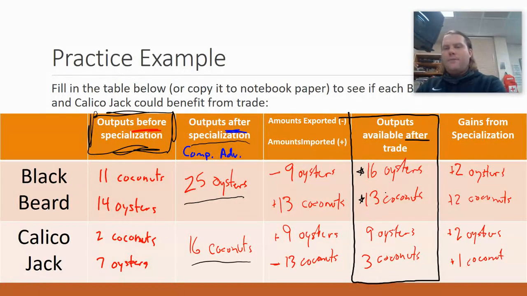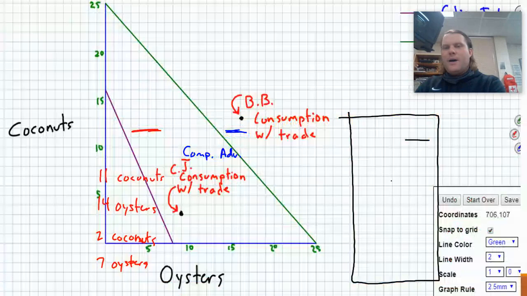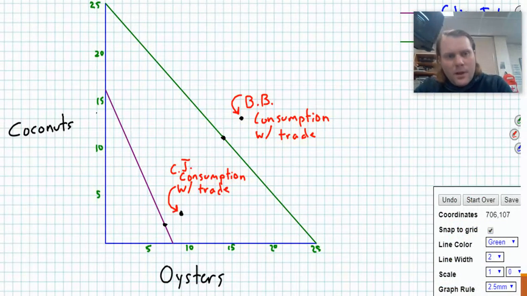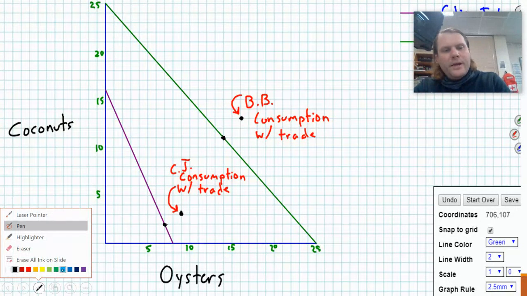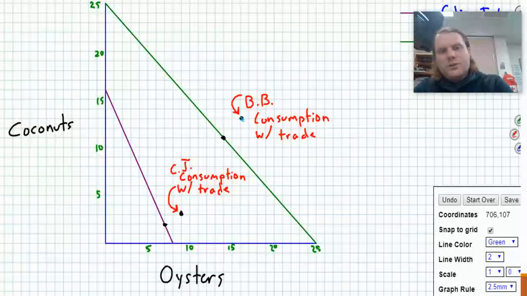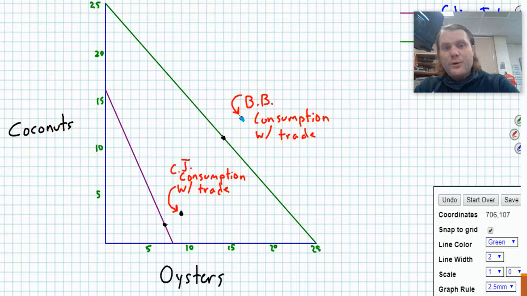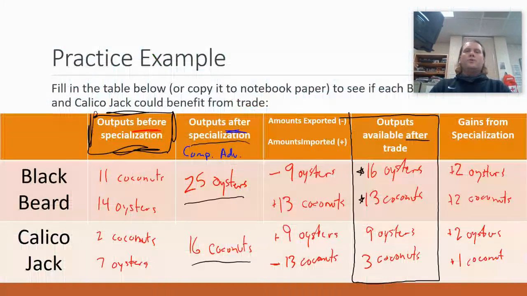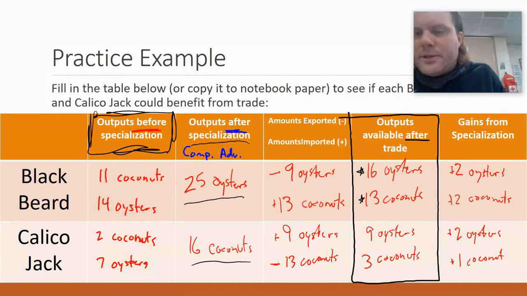So let's graph this here on our lines. Let's double check our work: 13 coconuts, 16 oysters, and look what's happened here. We have achieved consuming. We can only produce on this line, but since we traded, we can consume outside. It works for Blackbeard. He had the advantage anyway. He should be able to take advantage of it.